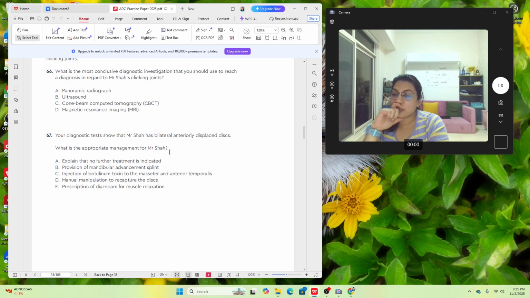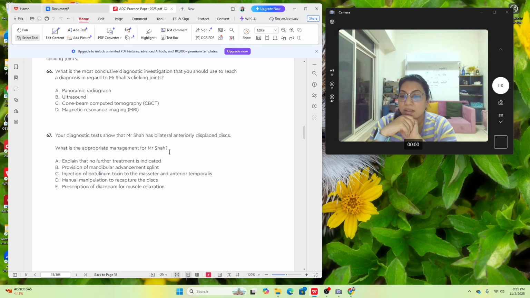What is the appropriate management for Mr. Shah? We just discussed, because there is no pain, there is no locked jaw, there is no mention of deviation of jaw. Do nothing. Literally do nothing. Options explain that no further treatment is indicated. I mean, you should keep on following up, but yeah, there is no active invasive treatment that is indicated.